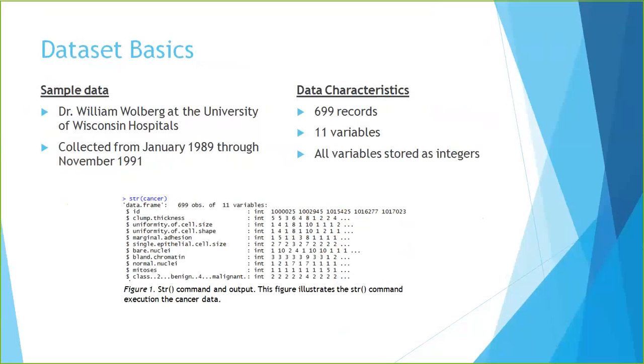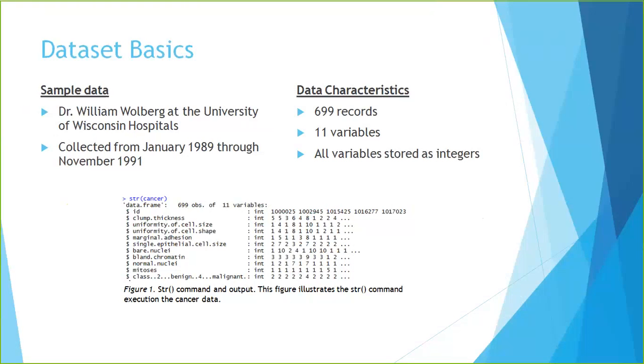My sample data came from the UCI machine learning repository. It was originally collected by Dr. William Wolberg at the University of Wisconsin Hospitals from his breast cancer patients from January 1989 through November 1991. The data contained characteristics of the breast tumors of patients and an ultimate label corresponding to whether they were eventually diagnosed with either a cancerous or benign tumor. The data contained 699 records with 11 variables.